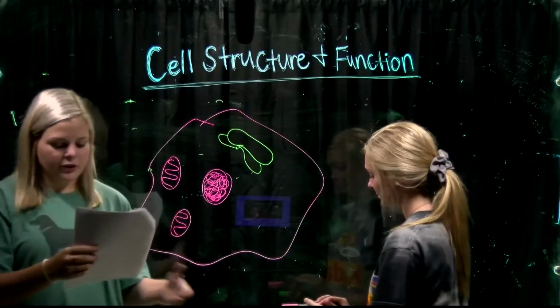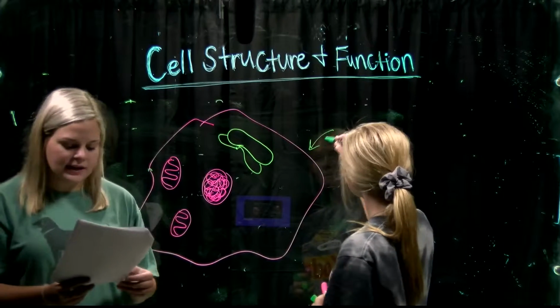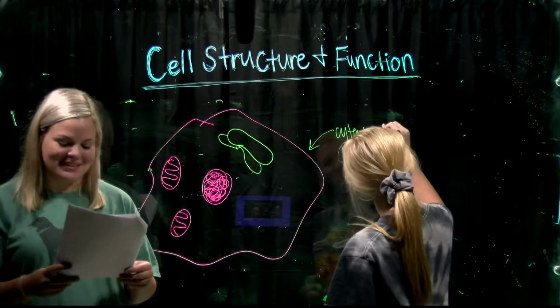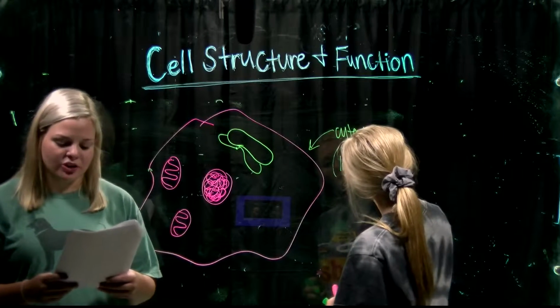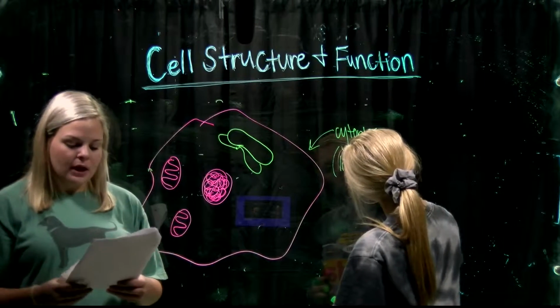The cytoplasm in eukaryotic cells is made up of 70 to 80% water and also contains other substances, including proteins and simple sugars. It is the site where protein synthesis takes place.